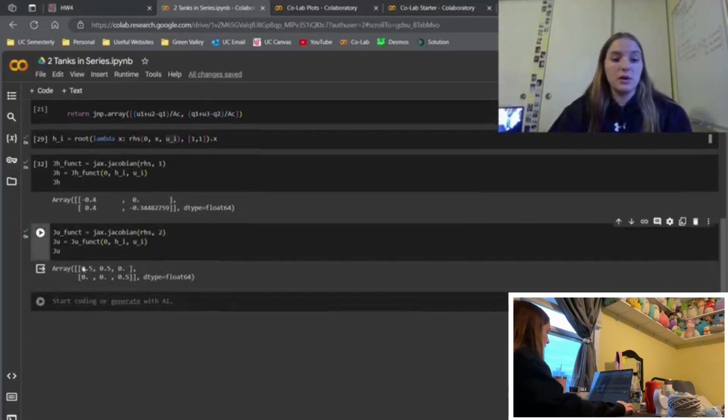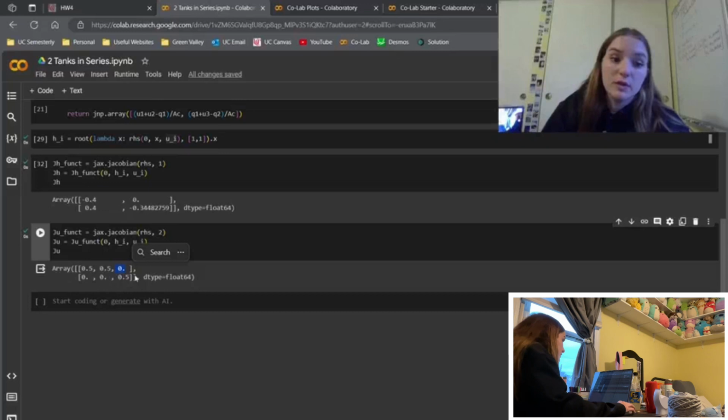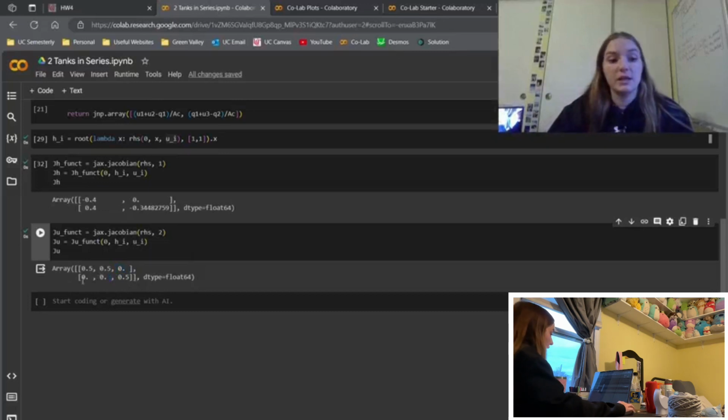So we can see that we are given 3 values. So this is our dh1 dt with respect to u1, our dh1 over dt with respect to u2, and then we have 0 since our first dh dt does not use u3, since u3 is going into our second tank. And then we can also see with respect to dh2 over dt, our u1 and u2 values are 0, and our u3 value is good.